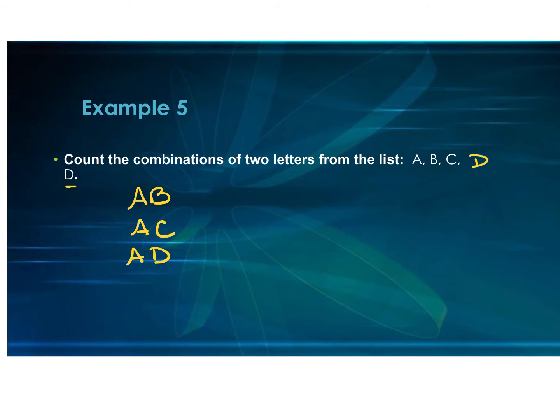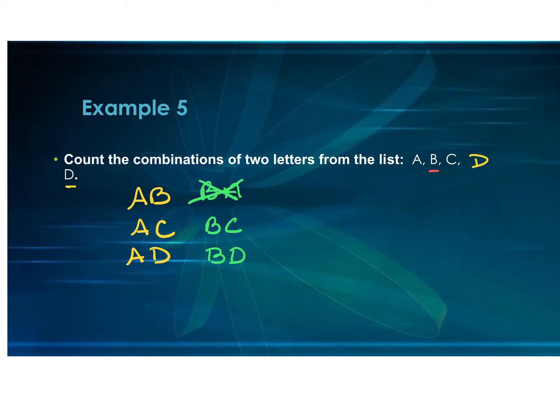Then if I switch and now pick the B next. Now, if I list B and A, in the case of a permutation, this would be important. But order doesn't matter here, so I don't count this one because I've already included in my count pulling letters A and B out of, say, a bag or whatever. Then I could also put B with C. I haven't listed that yet. And then B with D.